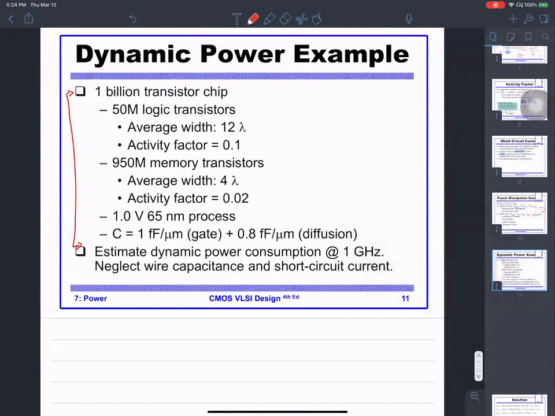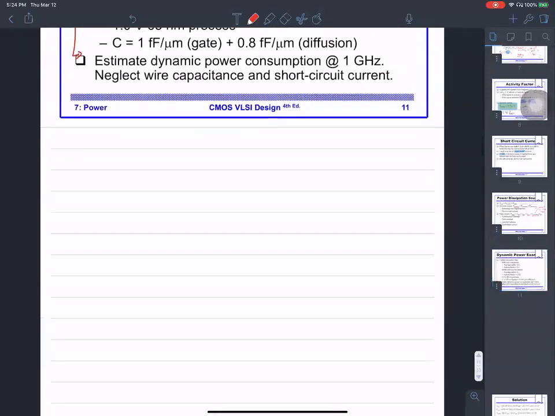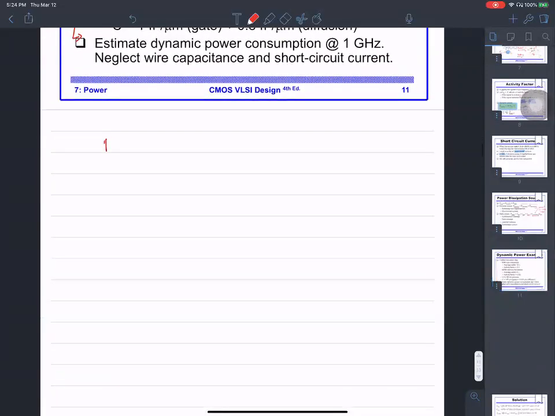Dr. Vittori, the contention power, is it regards to pass gates? It's regards to pseudo NMOS logic. The contention current, right? Right. So that's a good question.